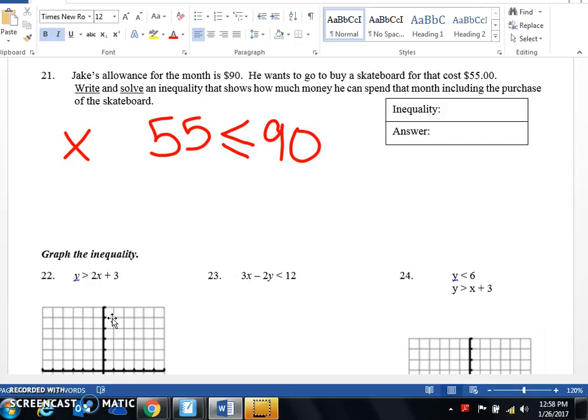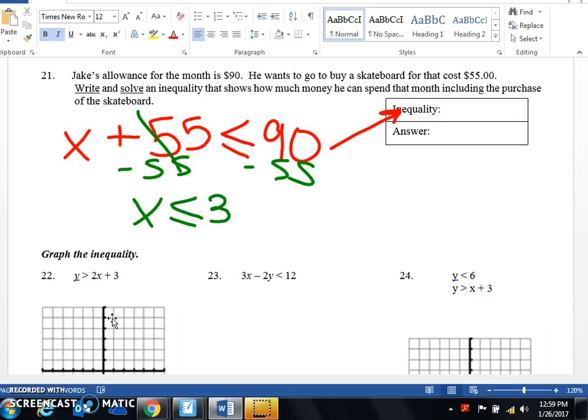So that plus $55 is going to give us our answer. So that's what you need to put in here. Be careful on the test. You need to be able to write that in there. Don't forget. And then all we do is solve. So we just subtract 55. Therefore, X is less than or equal to 35. So that's my answer.